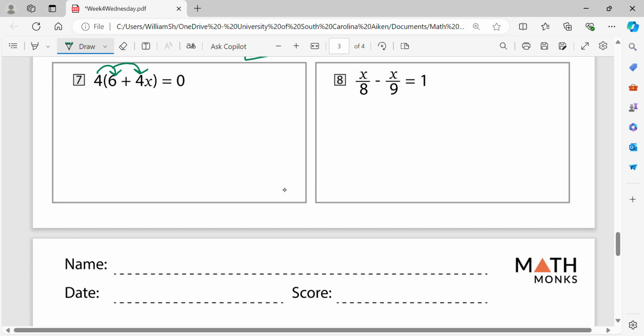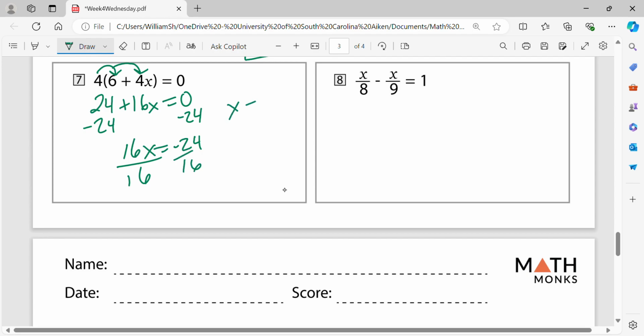So 4 times 6 is 24. 4 times 4 is 16. So I have 16x, and that equals 0. I'm going to get the x by itself by subtracting 24 from both sides. So I'll have 16x equals negative 24. And then I'm going to divide both sides by 16 so that I have x equals negative 24 over 16.